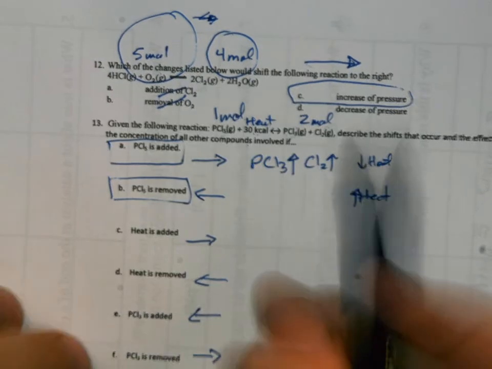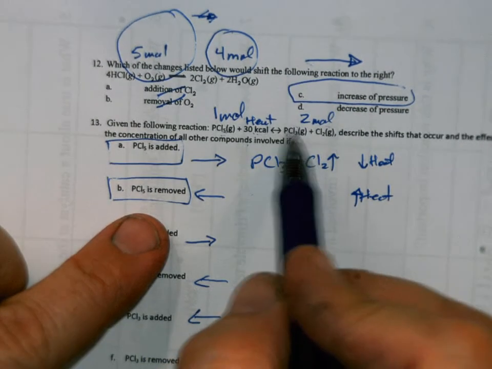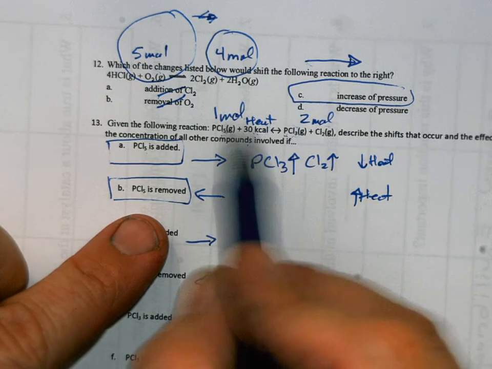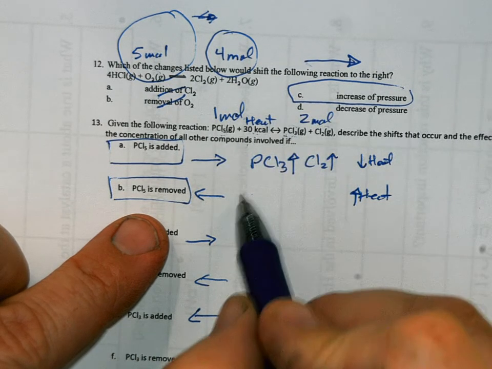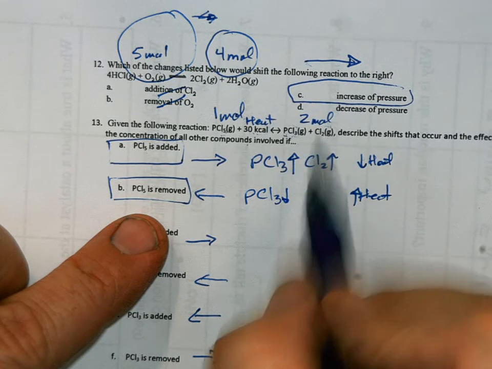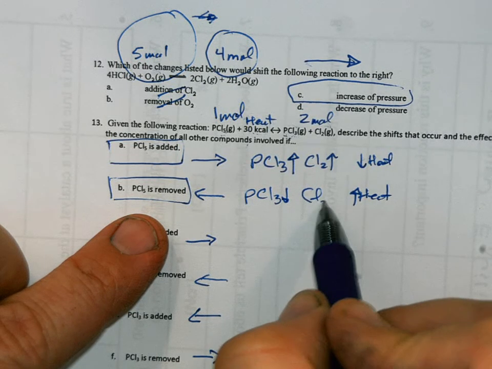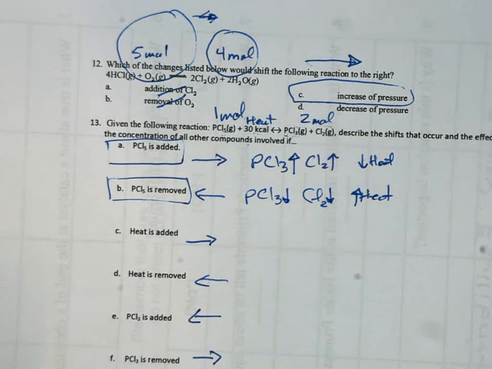Zoom in so you can see that. Now, since we're also going this way, since we're making this stuff over here, we're going to be making this stuff using this. So the PCl3 concentration will go down, and the chlorine concentration will go down as well, because we're using up these to make that. I'm going to stop there.